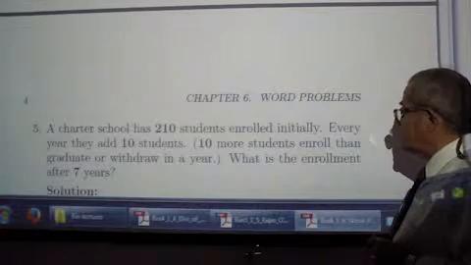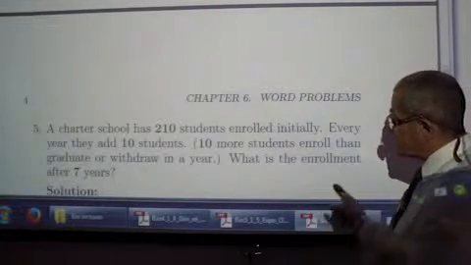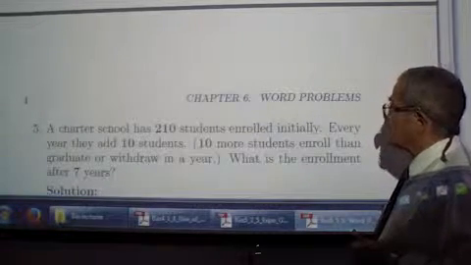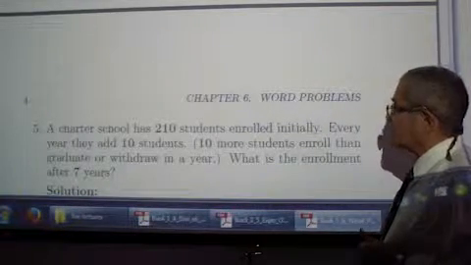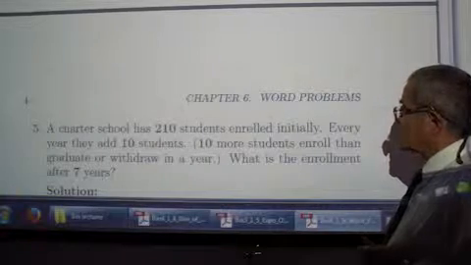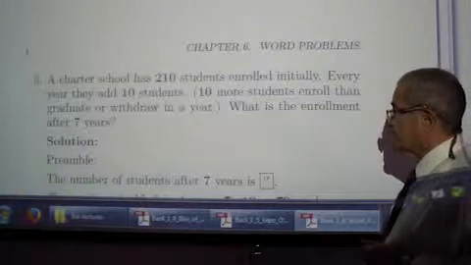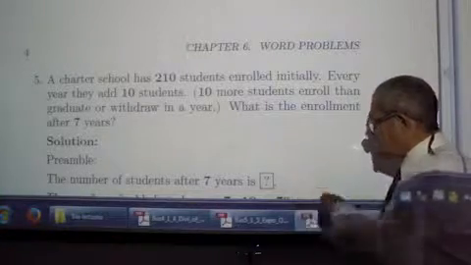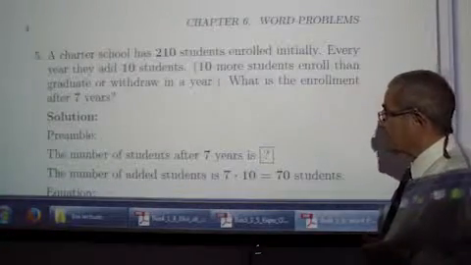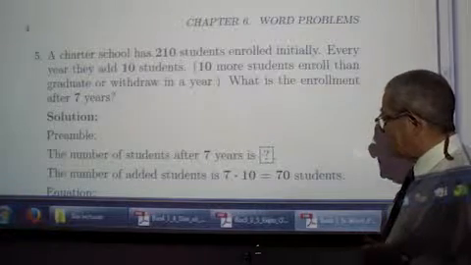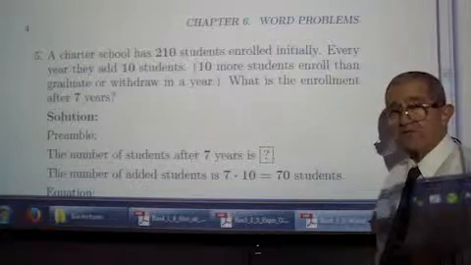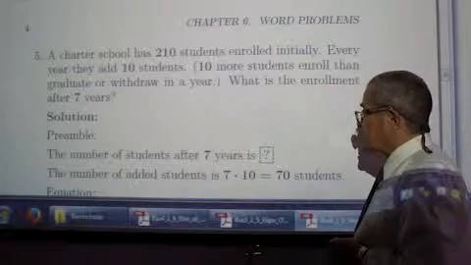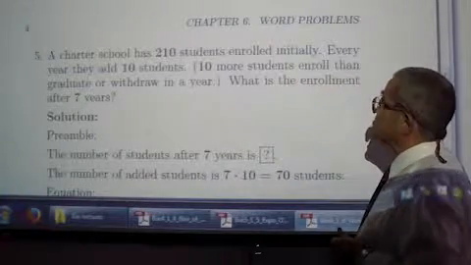What can I do here? I could say, what is enrollment after 7 years? It is X, but where would I go from there? The number of students after that many years is indeed X. The number of students added, they add 10 every year, 7 years, they add 70. And I think I'm ready for my equation.